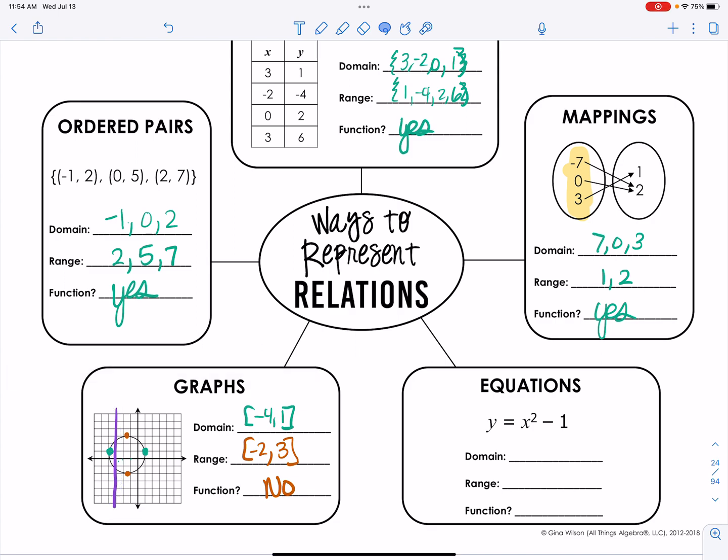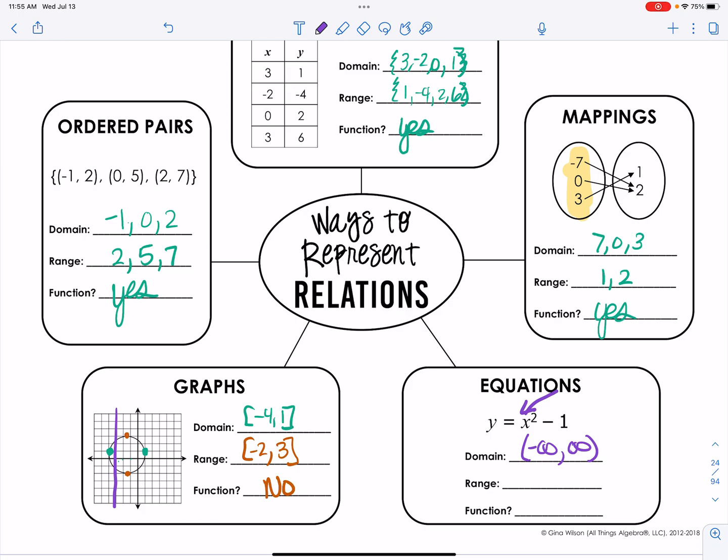Okay, all right, the last one is an equation. So this one we're going to do more of this, but the domain is what you can put in. So can you square anything? You can square negatives, you can square positives, you can square decimals, you can square fractions. So then this is a negative infinity to infinity, okay?